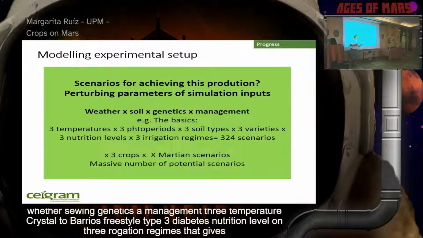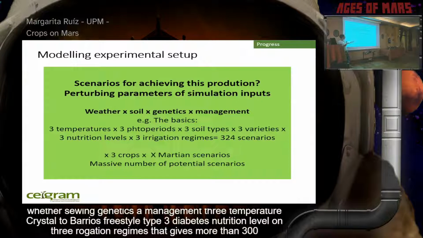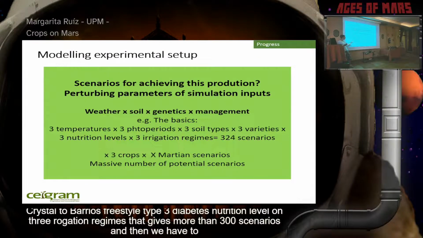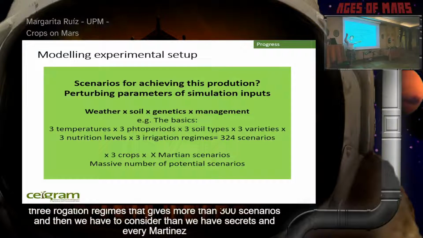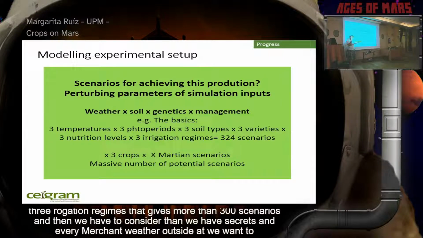That gives more than 300 scenarios, and then we have to consider that we have 3 crops and as many scenarios of the weather outside as we want. It's just for one.